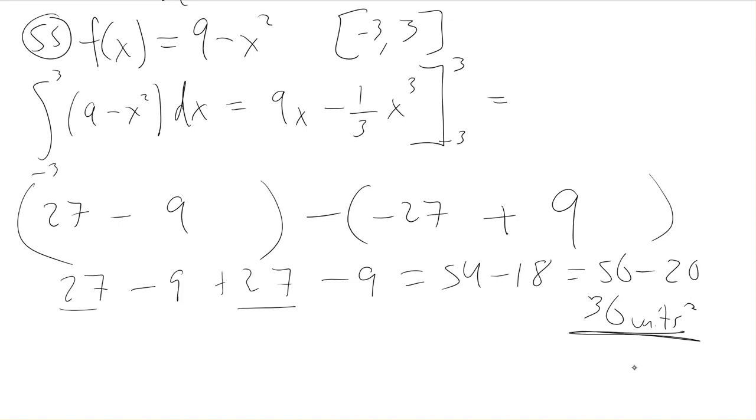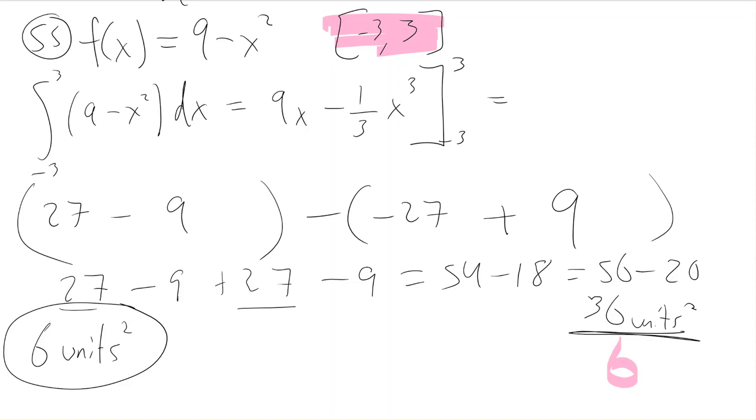So what do you think we should divide this by? 6, because the difference between bounds is 6, so it's like we're dividing it into 6 equal pieces. So the average value is actually 6 square units. So that's the first answer they're looking for.